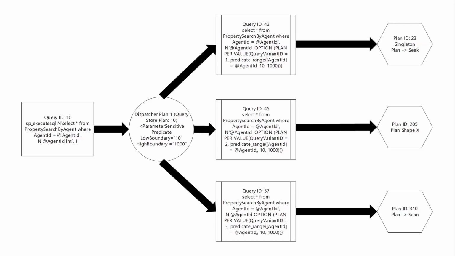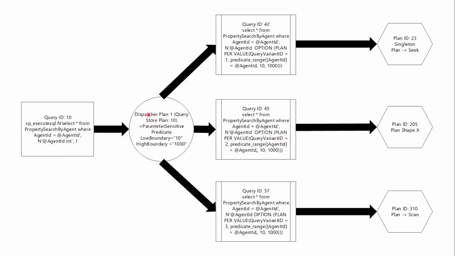So if we wanted to just logically look at what this would look like inside of the query store, if we go back to our original example, SPX SQL, select star from property search by agent where agent ID is some parameter, in this case a parameter value of 1. This query ID gets stored in the query store. You'll see the original query.